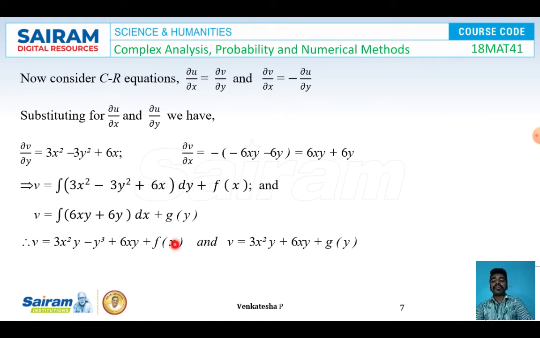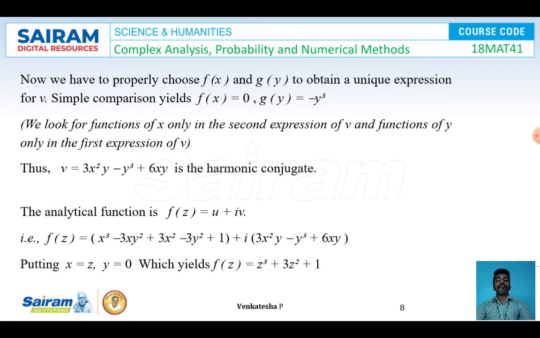So on comparing this equation here, there is no function having only the x variable that is free from the y variable. So I can put f of x is equal to 0. Similarly, to choose g of y, I can choose minus y³, because this function contains only the y variable, it is free from the x variable. So finally I got the constants f of x is equal to 0 and g of y is equal to minus y³. Now I'll be replacing this f of x and g of y value in the previous two equations. So I'll be getting v is equal to 3x²y minus y³ plus 6xy as the harmonic conjugate.